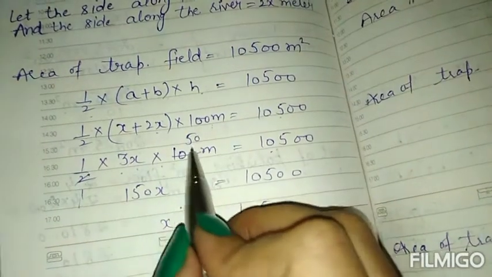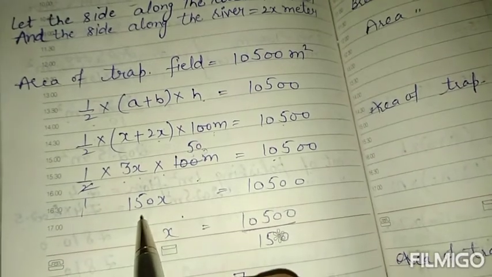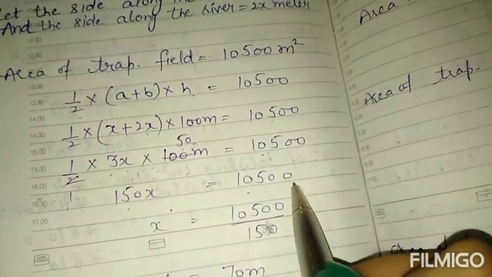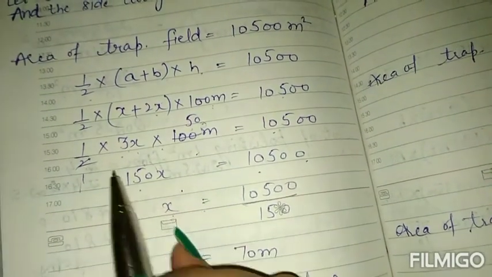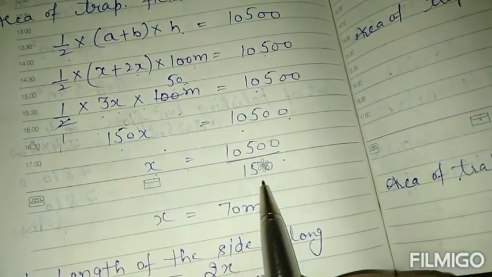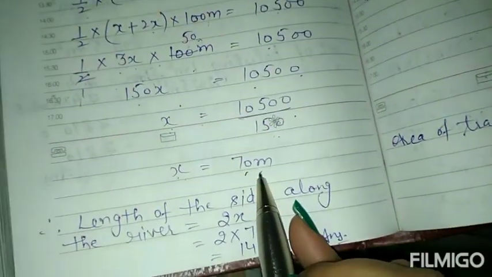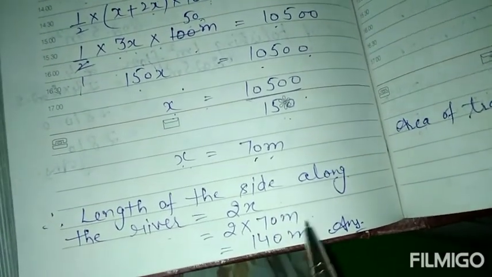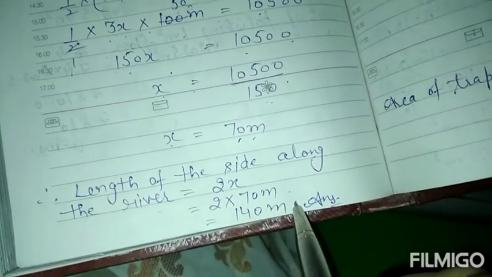2 ones are 2, 2 50s are 100. Cancel हो जाएगा. It will become 3x into 50 means 150x equal to 10,500. Then x equal to 10,500 by 150. अब मल्टीप्लाई हो रहा है वेरिएबल के साथ, तो राइट हैंड साइड में जाके क्या आ जाएगा? डिवाइड. 10,500 by 150. When you divide, you will get 70. Means x equal to 70 meter. Therefore, length of the side along the river equal to 2x. So 2 into 70 meter means 140 meter. That is the length of the side along the river.